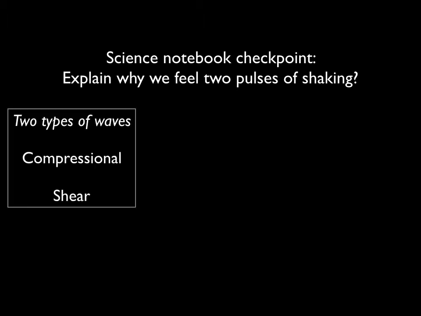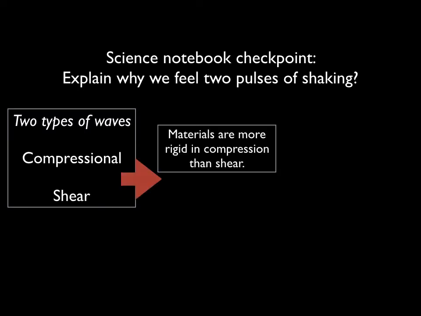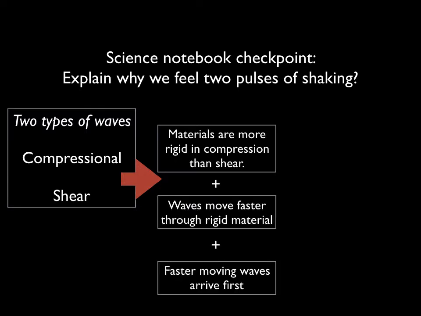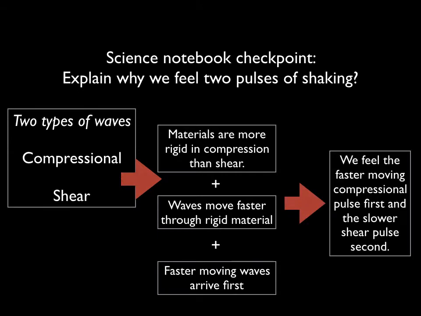Their explanation might include the idea that there's two types of waves, that materials are more rigid in compression than they are in shear. Add that to the fact that waves move faster through rigid materials, and that faster moving waves arrive first. And you put all those things together, and we feel the faster moving compressional pulse first, and the slower shear pulse second. This might be our overall claim, and there's some reasoning in here.